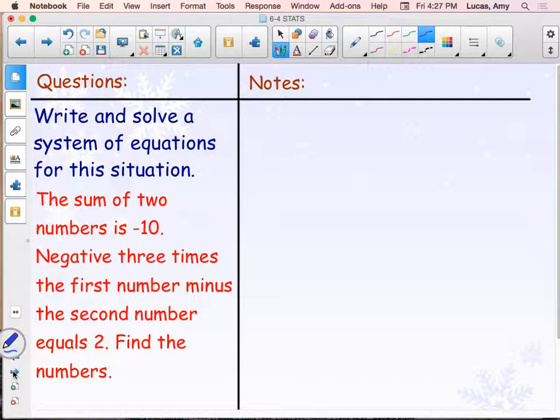The sum means to add. So the sum of two numbers means we're adding them together. So x plus y equals -10 is my first equation. The second one says -3 times the first number, so -3x minus the second number, so minus y, equals 2. And then we solve the system.